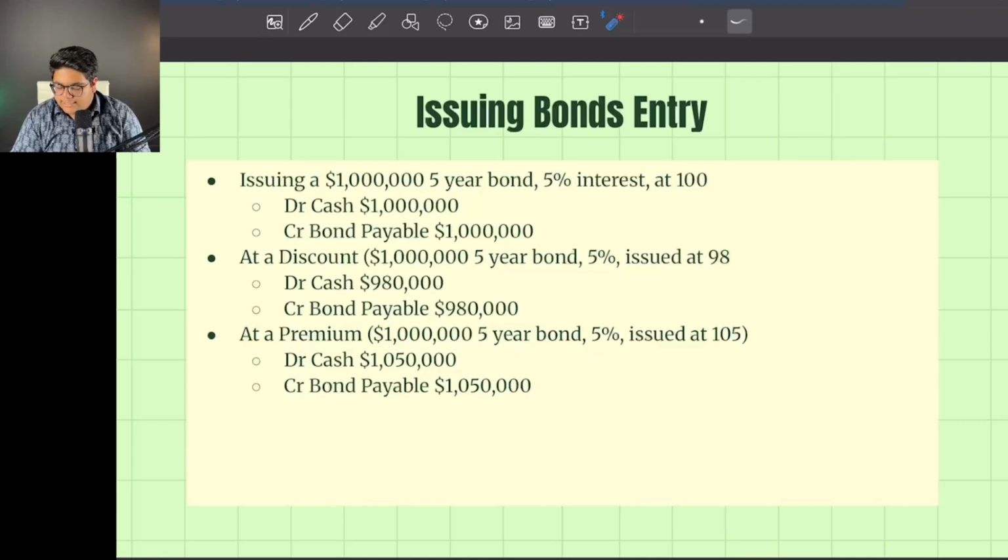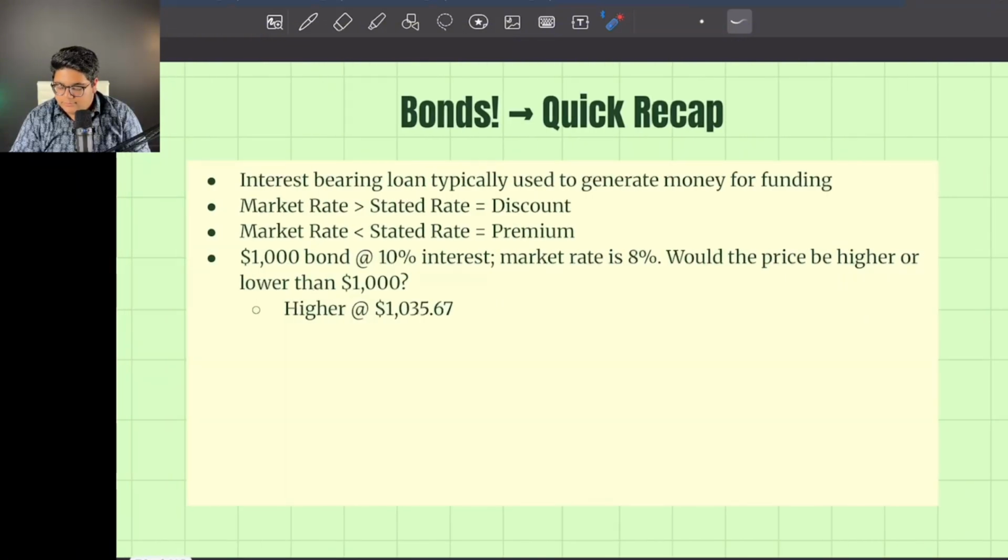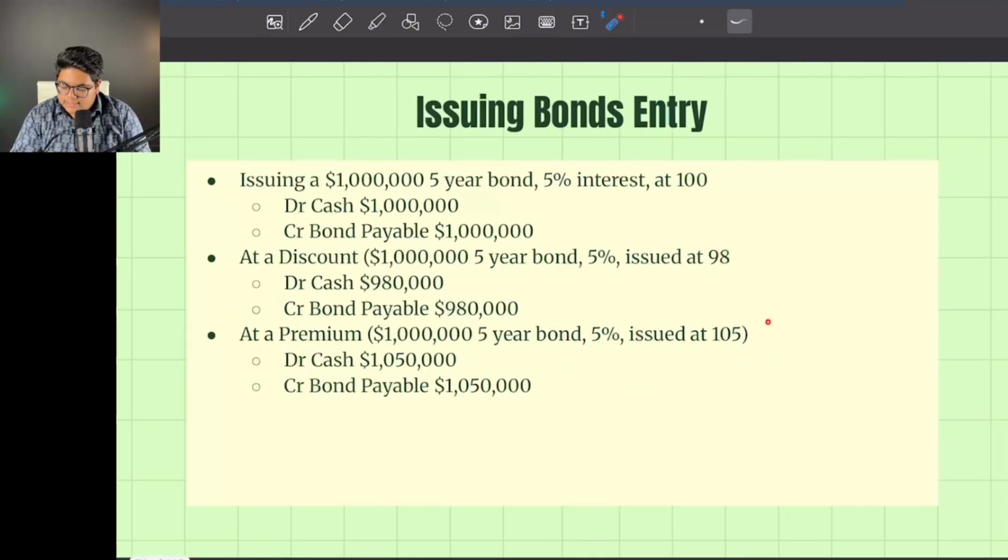Now when you issue at a premium, it's the same concept. Instead of 100, you're at 105 because the market rate is less than the stated rate. So think of this as 105%. It's basically 1 million times 1.05. So your cash is increasing by 1.05 million, and your bond payable is increasing by 1.05 million.